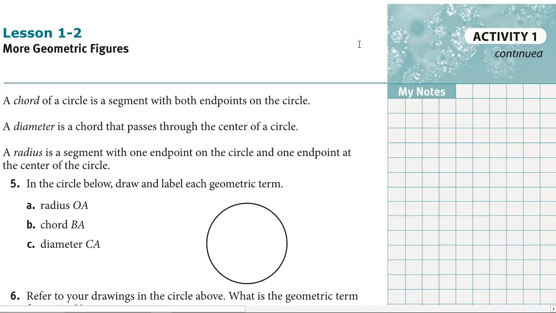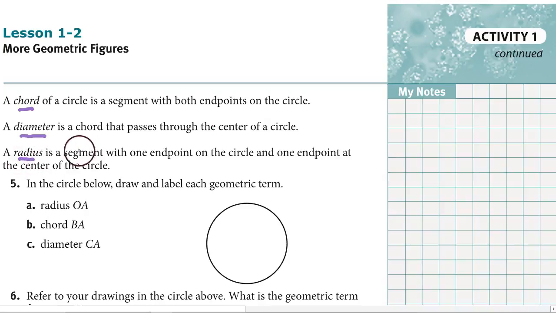Now let's change pace a little bit and stop talking about angles and begin discussing circles. A chord of a circle is a segment with both endpoints on the circle. A diameter is a chord that passes through the center of a circle.